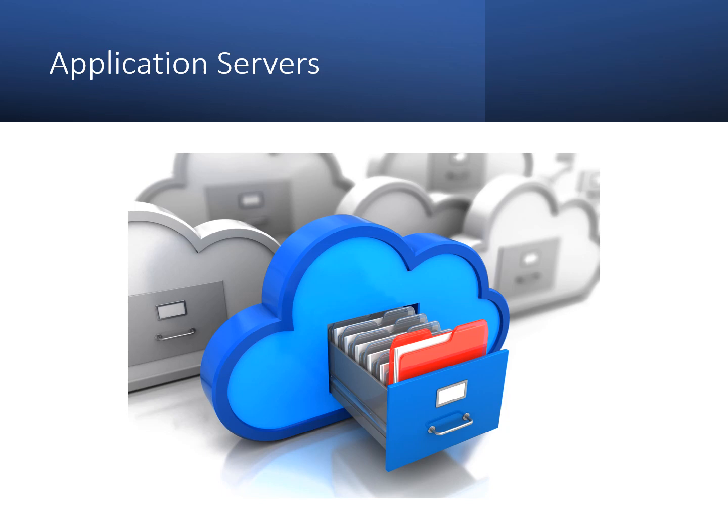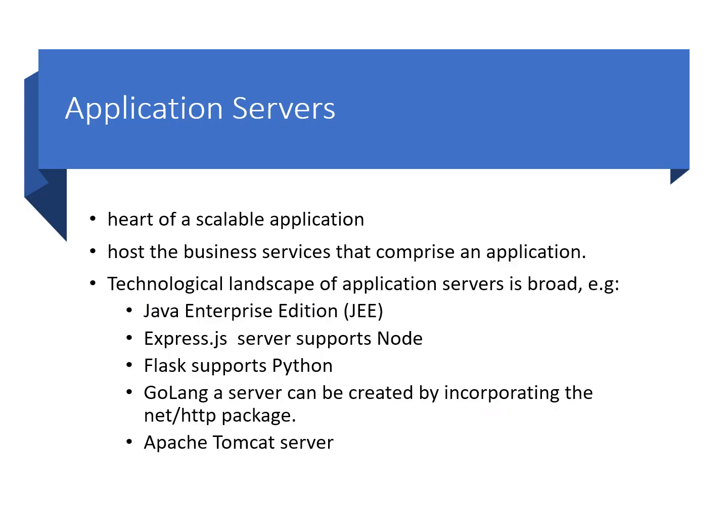APIs are implemented by code that you write and deploy to a service. Services are typically executed in the context of an application server. Let's look at these beasts in more detail. Application servers are the heart of a scalable application, hosting the business services that compose the application. Their basic role is to accept requests from clients, apply application logic to those requests, and reply to the client with the request results. The technological landscape of application servers is broad and complex depending on the language you want to use and the specific capabilities that each offers. Some of them are listed here on the slide.